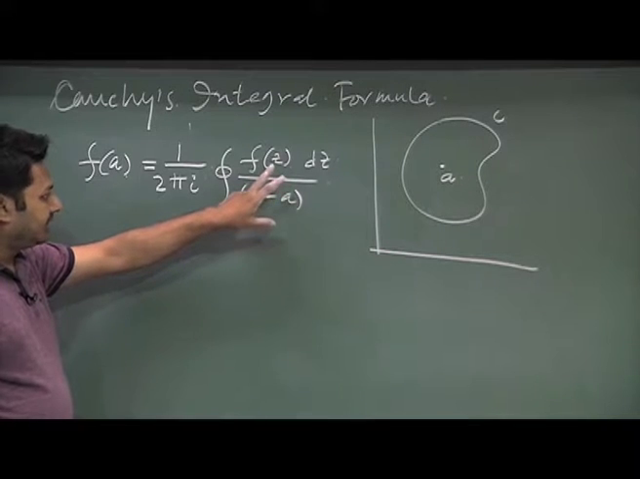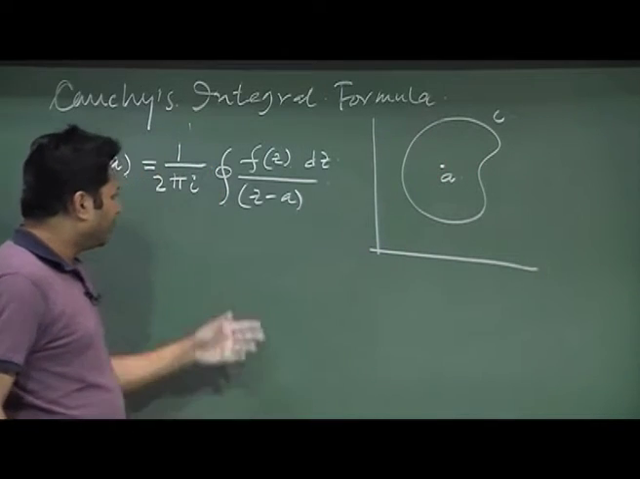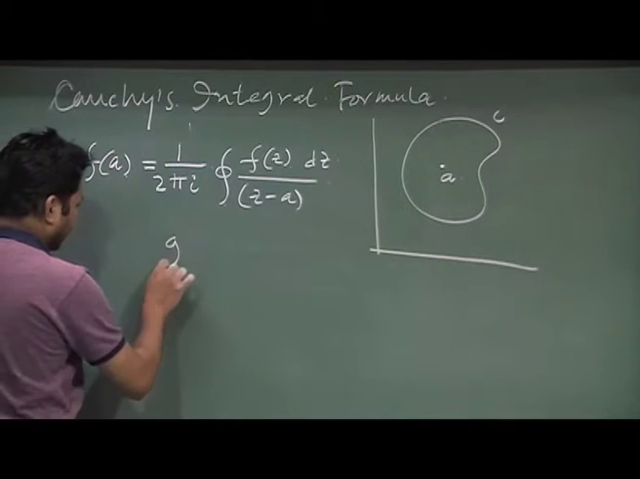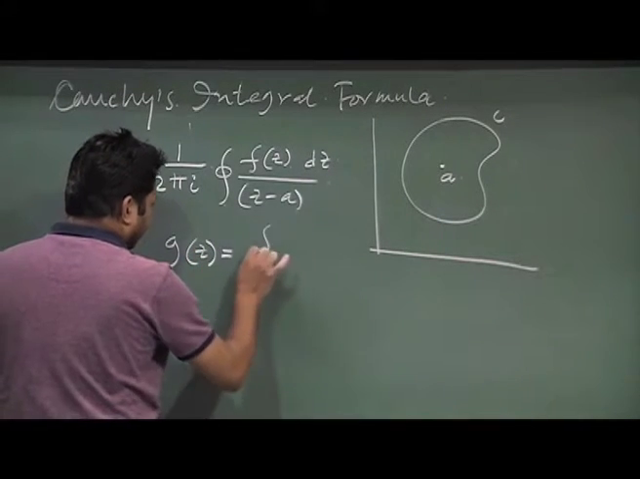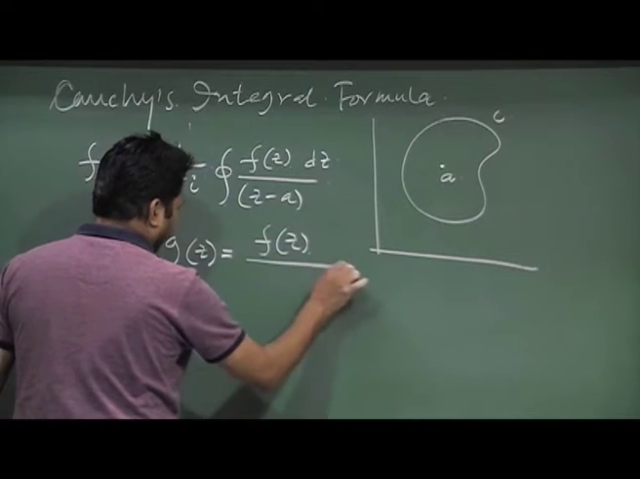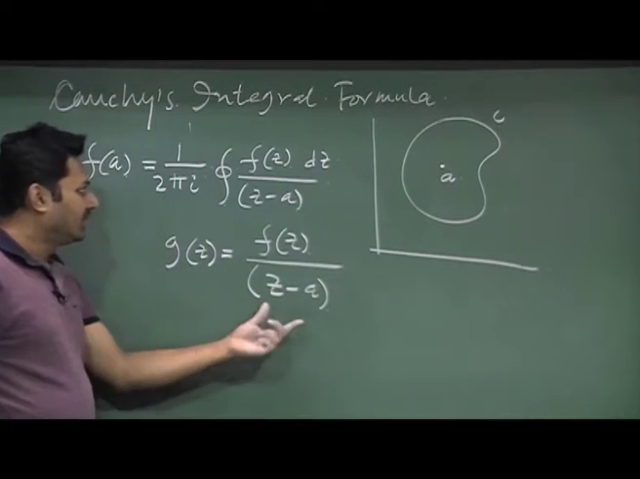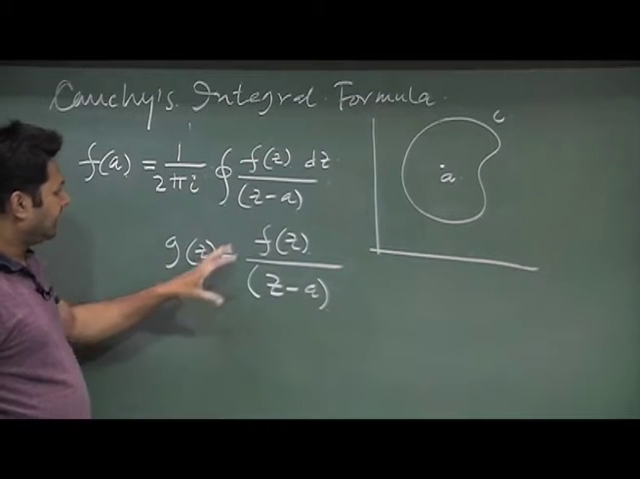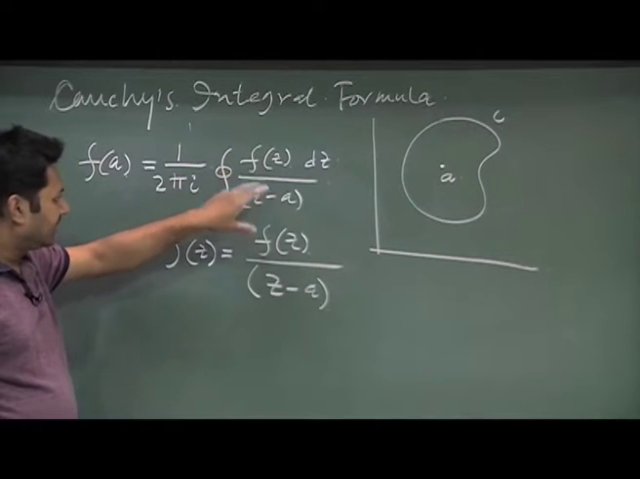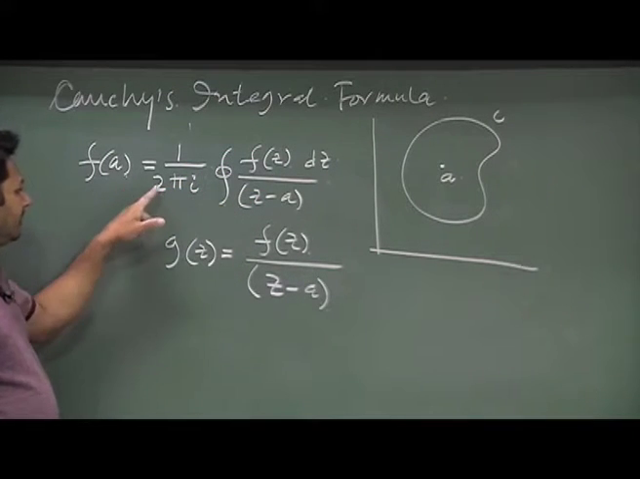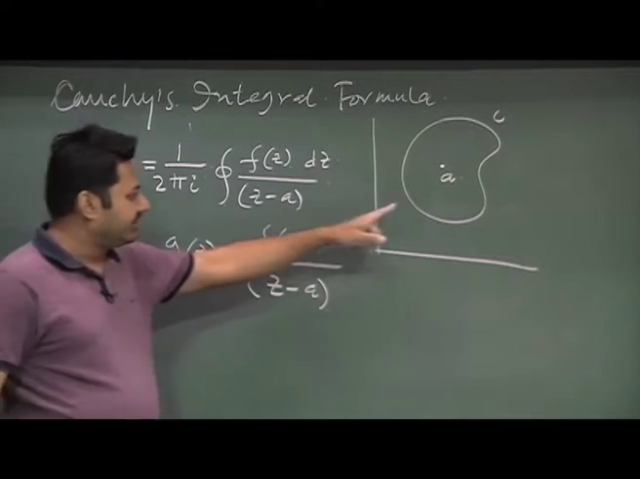f(z) is a function which is analytic in this region, right, but please note that this quantity, say I write g(z) dz, where g(z) is f(z) divided by z minus a, is not analytic in this region. So, here I have a function g(z) which is not analytic. If I try to find the integration over C, then the value of the integration will be just 2 pi i multiplied by f(a), where f is an analytic function given here.